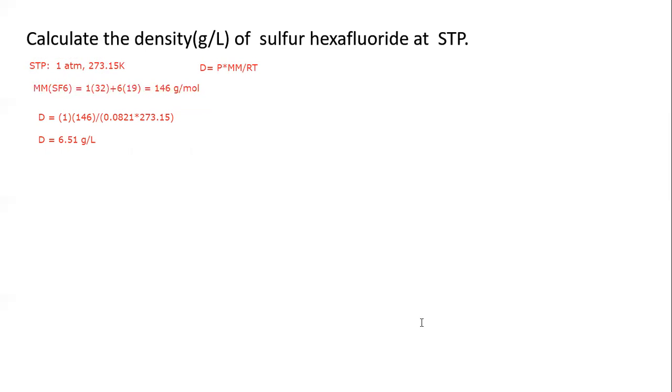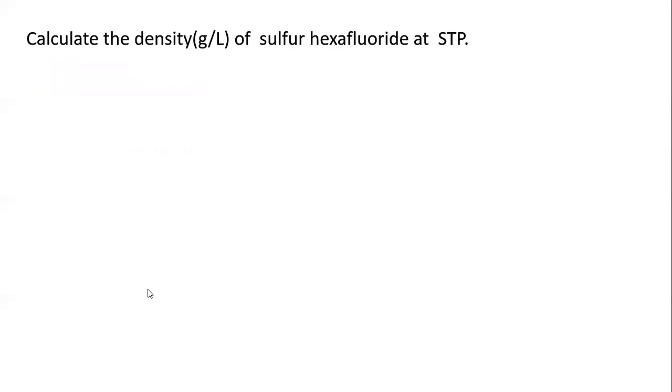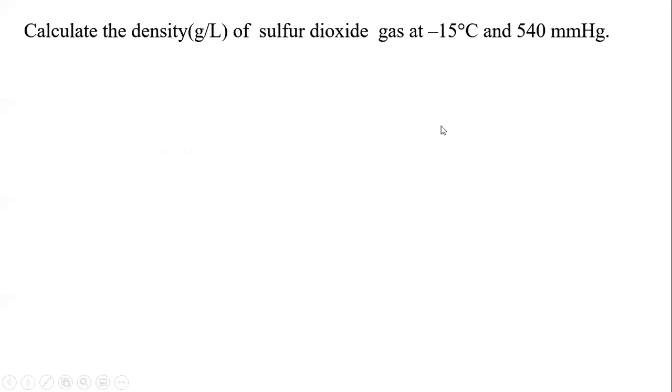We'll look at another example. So here we want to calculate the density in grams per liter for sulfur dioxide gas at negative 15 degrees Celsius and 540 millimeters of mercury. So again, density is equal to the pressure times the molar mass divided by RT. Now here the pressure is given to us in millimeters of mercury. So we have to convert to atmospheres by dividing by 760.